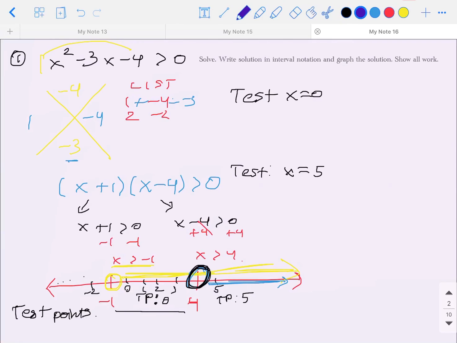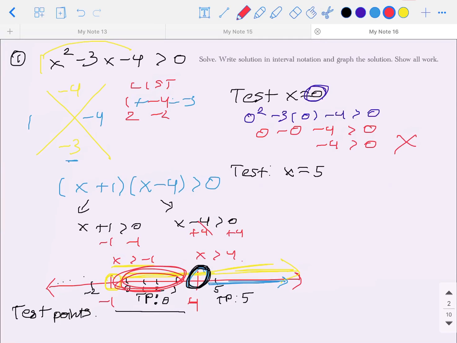And then from here, I'll need to substitute. Substitute 0 in for x, so that's 0 squared minus 3 times 0 minus 4 must be greater than 0. A little bit of arithmetic, so 0 minus 4 must be greater than 0, and therefore negative 4 is greater than 0. Now, this is not a true statement, so that means this cannot be part of the solution.